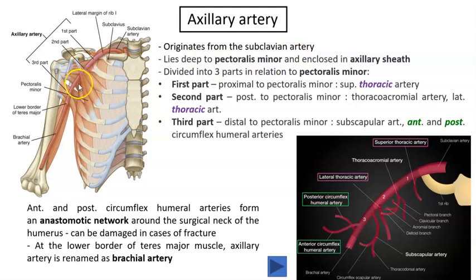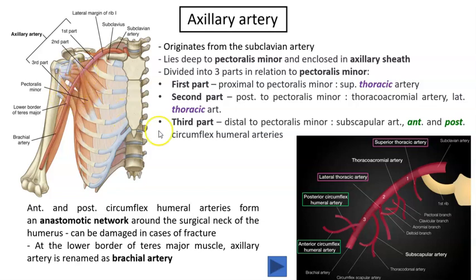Okay, here this is the point of reference. This is pectoralis minor. Okay, look at the picture. This is the subclavian artery. Once it passes the first rib, it becomes the axillary artery. The axillary artery is divided into 3 parts: the first part is proximal to pectoralis minor, the second part is behind or posterior to pectoralis minor, and the third part is distal to pectoralis minor.